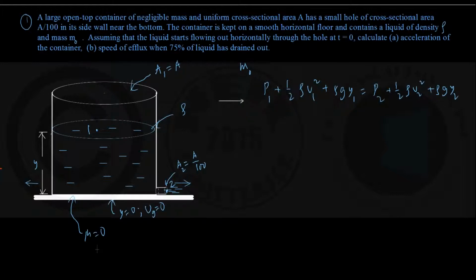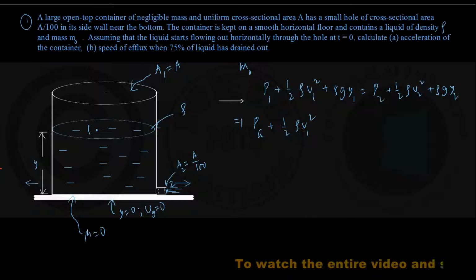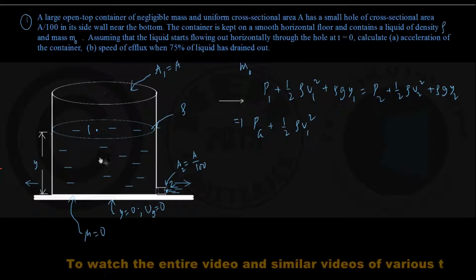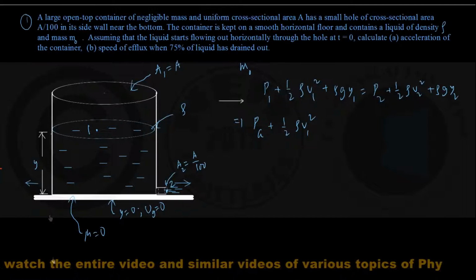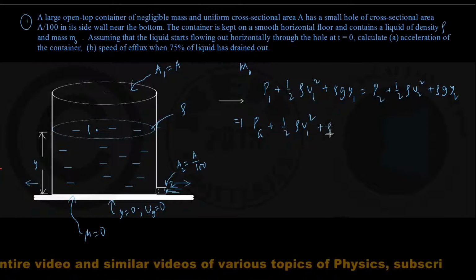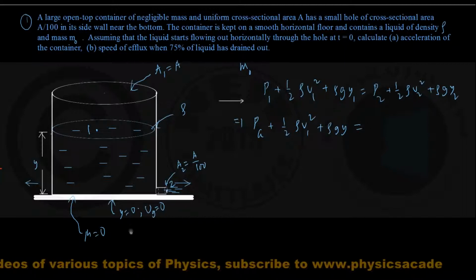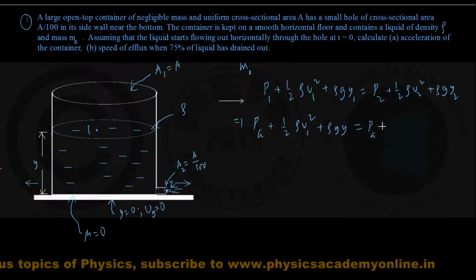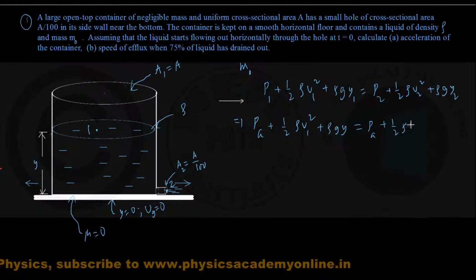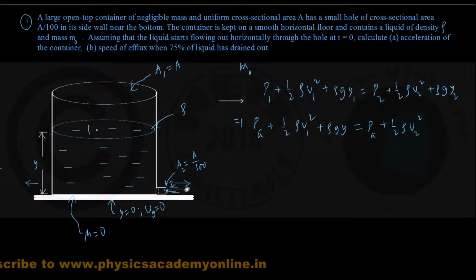So you can put the values now one by one. For point 1, at the free surface, pressure is atmospheric, PA, plus half into rho into V1 square. I assume that the speed of the liquid as it goes down is V1 at this point. The height above the reference level is taken to be Y. So I have plus rho into G into Y is equal to, once again, for point 2, open to the atmosphere, pressure is atmospheric, plus half into rho into V2 square. That is the speed of the efflux as it comes out. I am calling it V2 here.